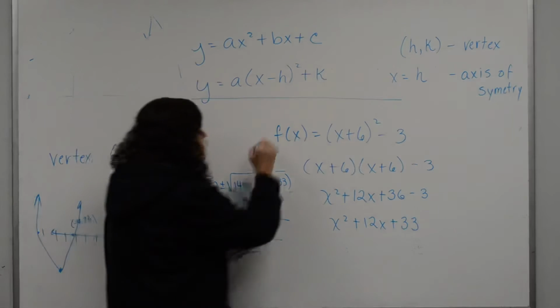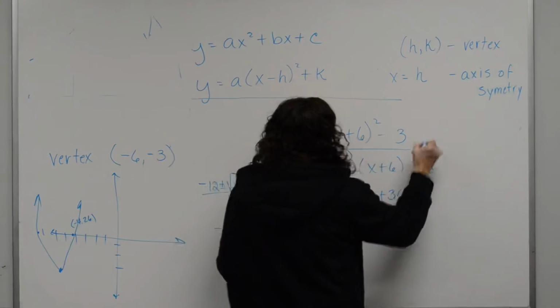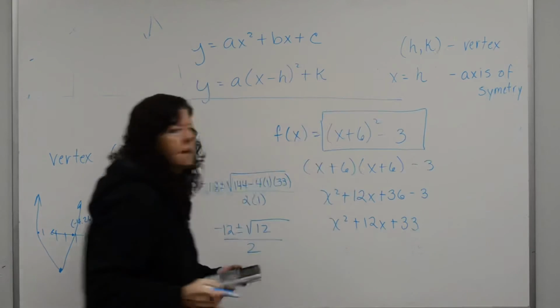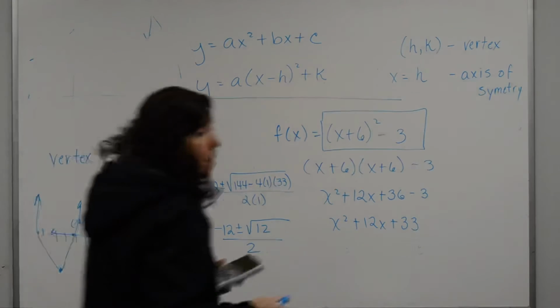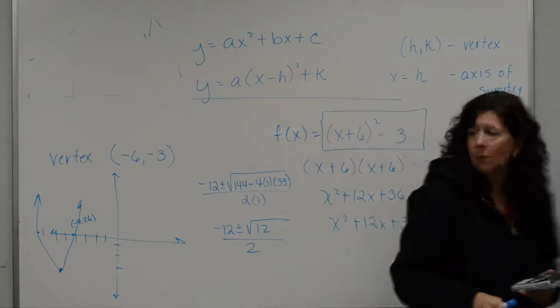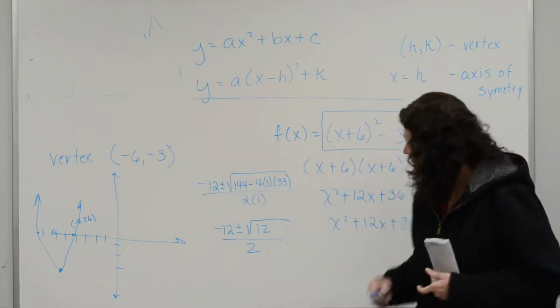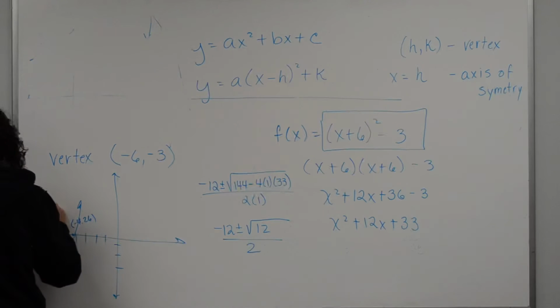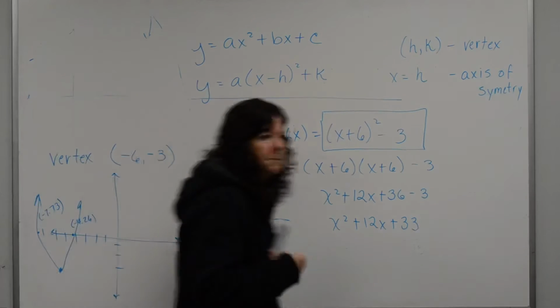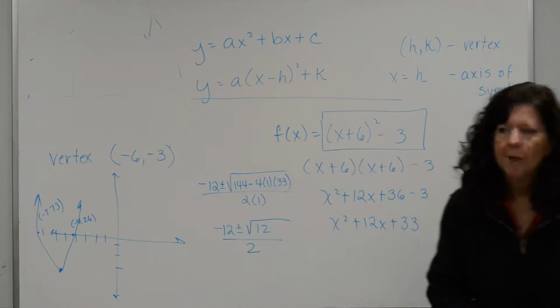Okay, what I want you to do is put that in under y equals on your calculator. And then do the second calculate zero, to see if you don't get those two answers. You understand what I mean?